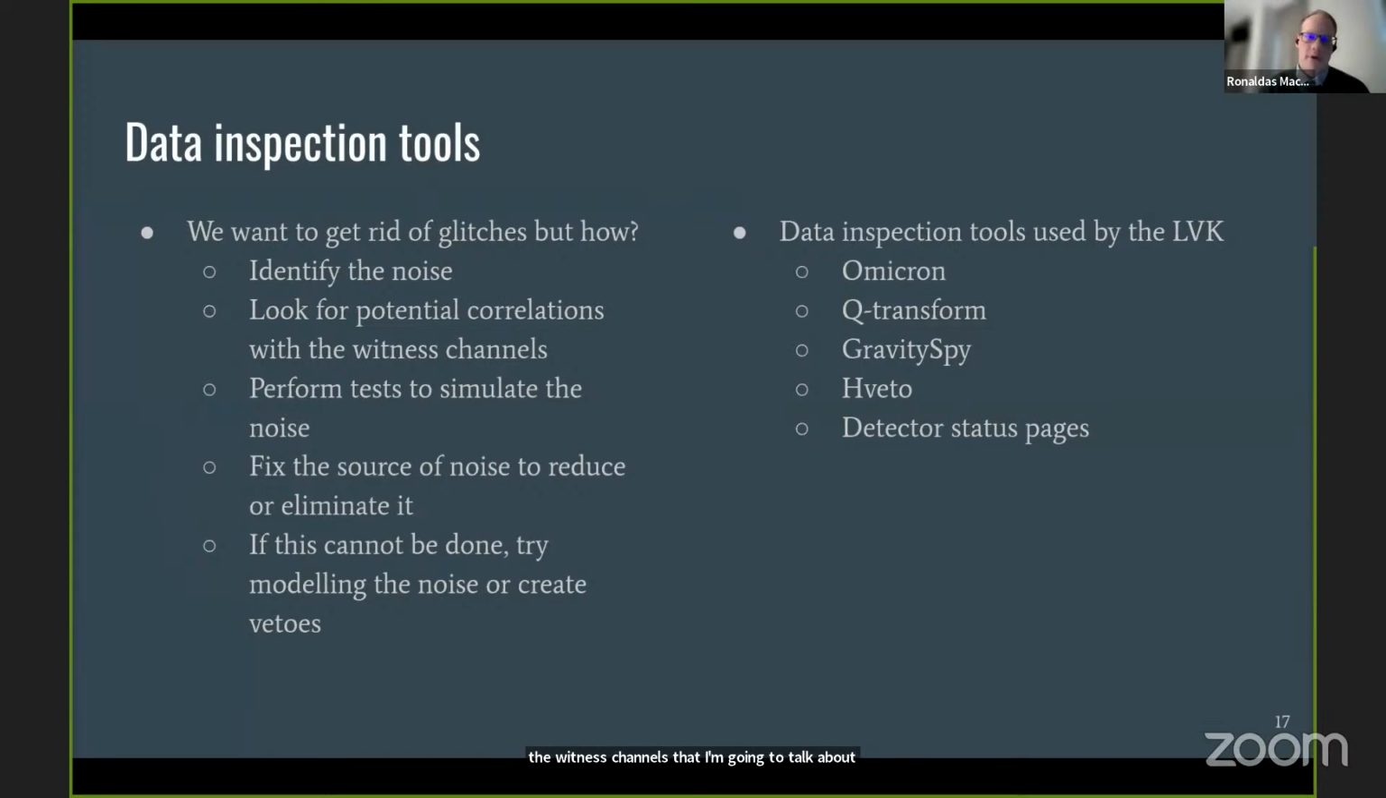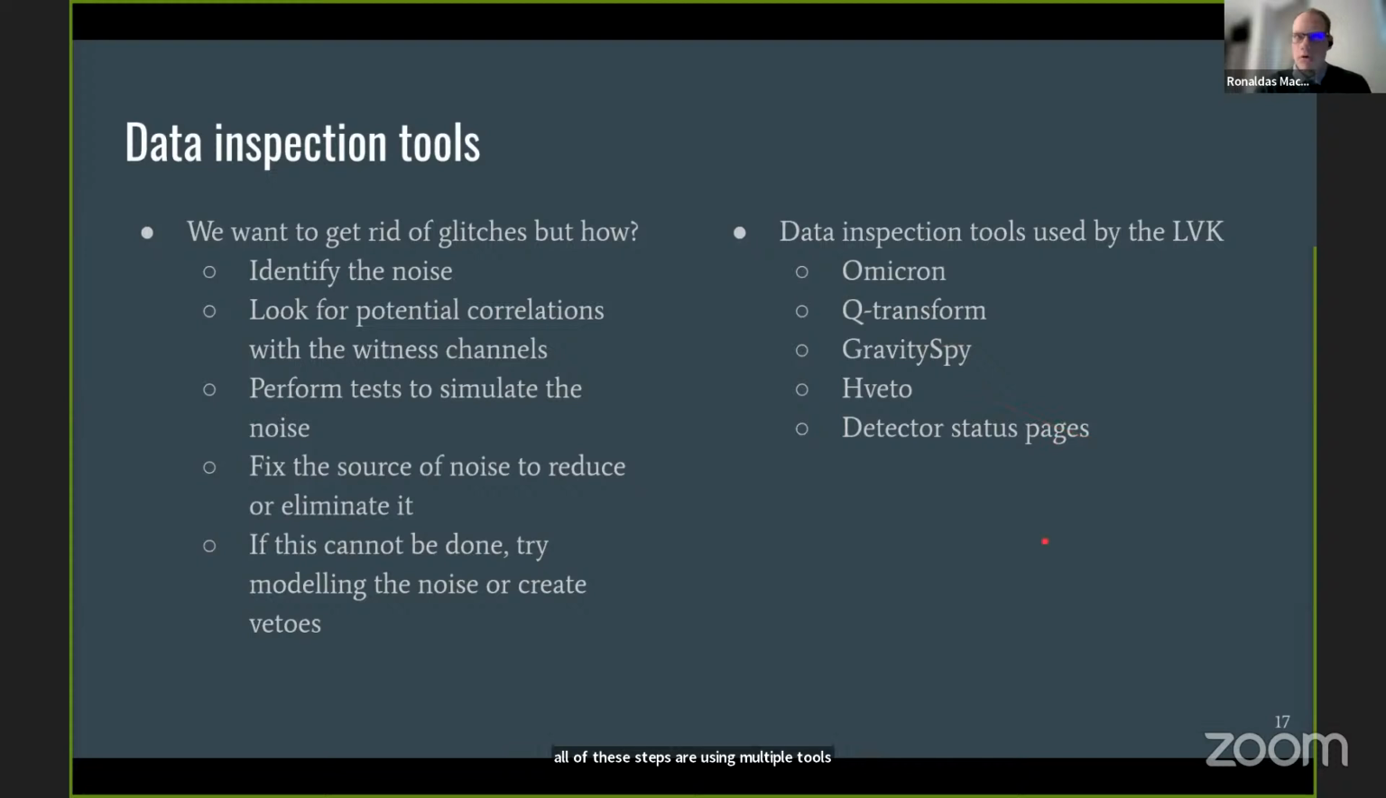Then we need to perform multiple tests to simulate that noise to make sure that it is actually causing the problem. And then we try to fix the noise source, or if we cannot fix it, we can try to reduce or mitigate it. And if we are not able to eliminate or mitigate the noise source, we can try to model the noise or create vetoes. And for all of these steps, we are using multiple tools.